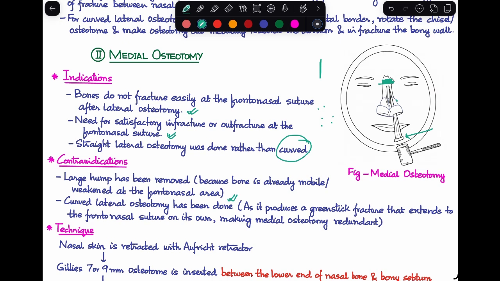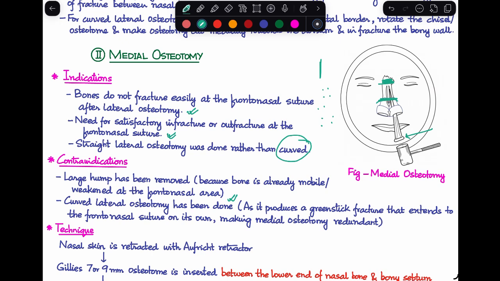So, this is how we perform the medial osteotomy. We elevate the nasal skin with a retractor. We insert our osteotome between the lower end of the nasal bone and the bony septum. And then we lift off the skin with the help of our left hand fingers so that we do not end up injuring the skin. After we have positioned the osteotome properly, we strike it with the help of a mallet and keep moving up in the sequence of tick tack, pause, tick tack. After doing this, the nasal bone will get separated along the midline on each side of the bony septum.